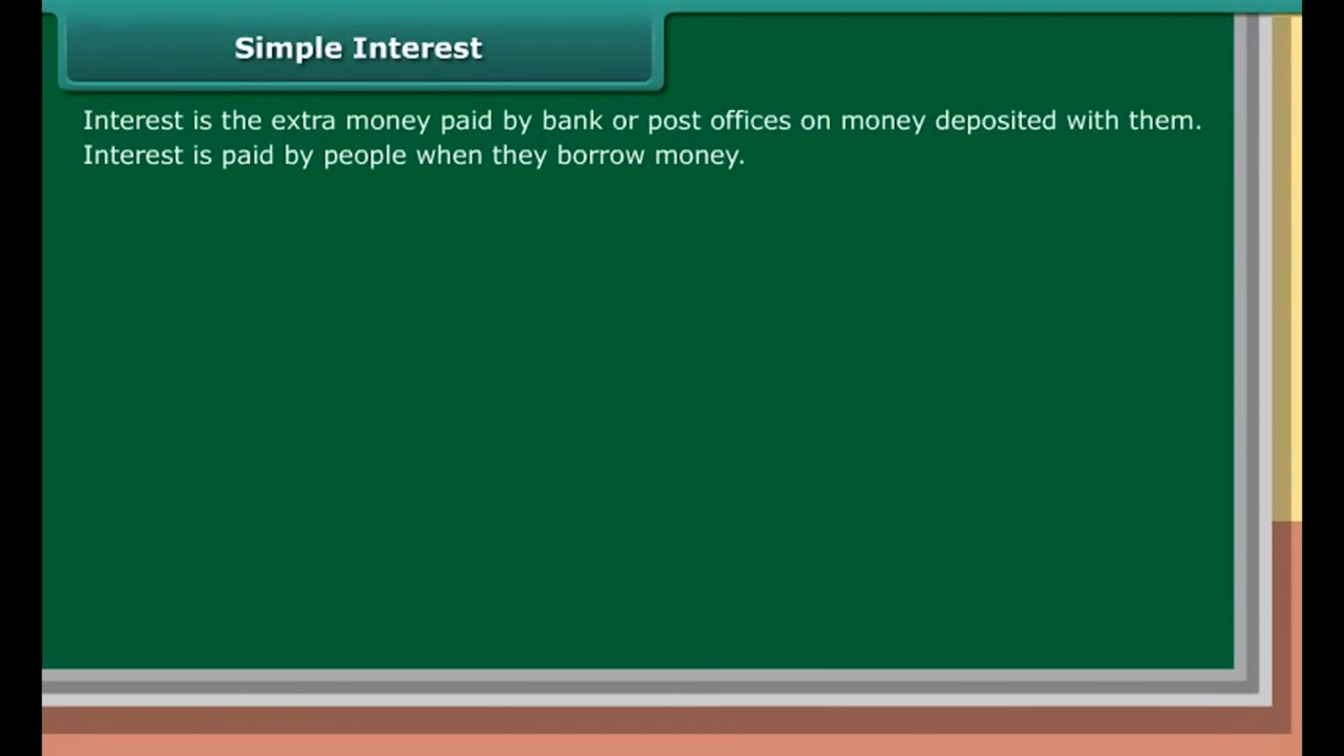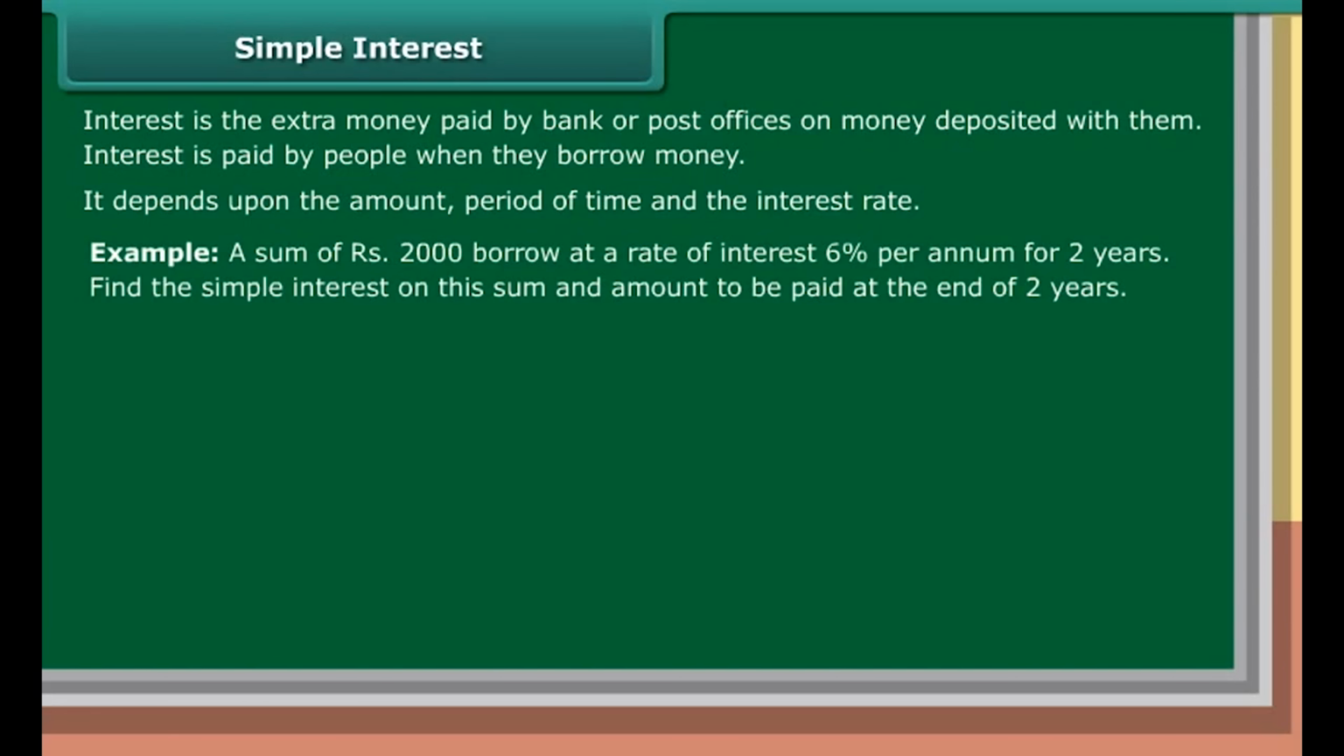8820. Simple interest. Interest is the extra money paid by banks or post offices on money deposited with them. Interest is paid by people when they borrow money. It depends upon the amount, the period of time, and the interest rate.